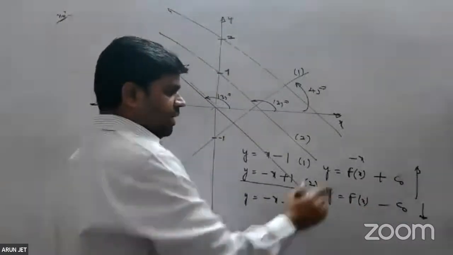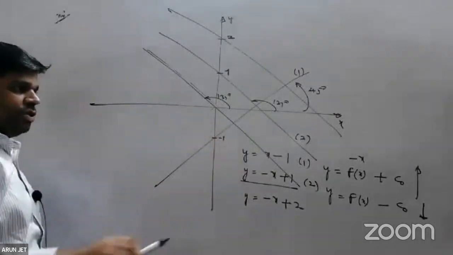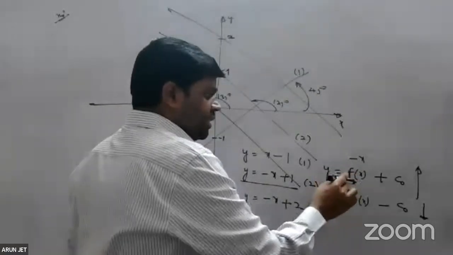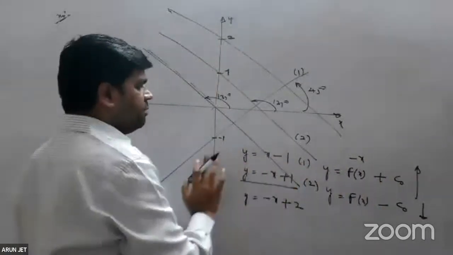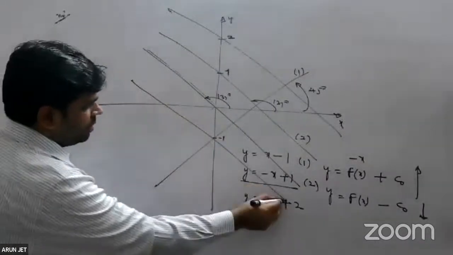-x makes an angle of 135 degrees with the x-axis when passing through the origin. That's my parent function. Once I know the parent function, if I do plus 2, I push it up by 2 units. If I do +1, I push it up by 1 unit. If I do -1, that will come down by 1 unit.